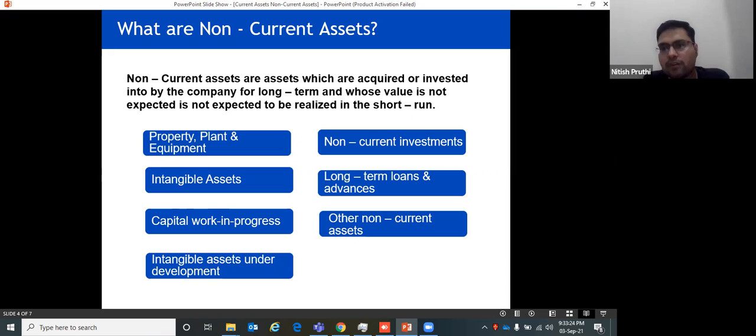So I made a fixed deposit in a bank, let's say for a period of 5 years. So that is a non-current investment. That is for a period of 5 years, and I cannot redeem that immediately into cash.